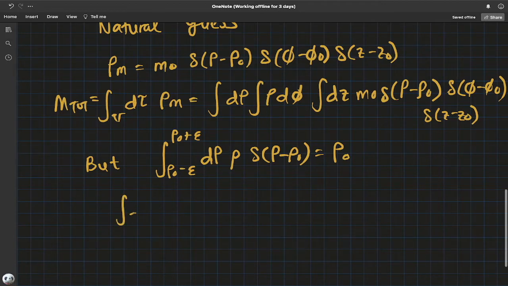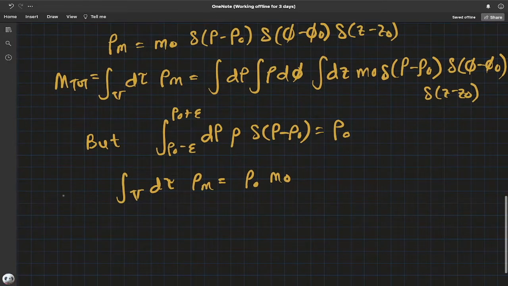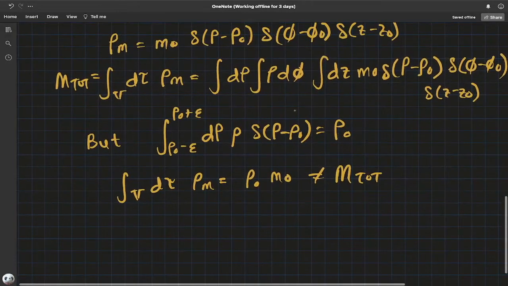This integral on its own is, say, the integral of d tau rho, which is m naught rho naught, which is not equal to the total mass, because rho naught has units of length, mass has units of mass, so the dimensions aren't clearly matching on both sides. So there's some issue going on. How do we solve this issue? Well, notice that there's this lingering rho factor in this integral that's basically messing up the integral calculation.